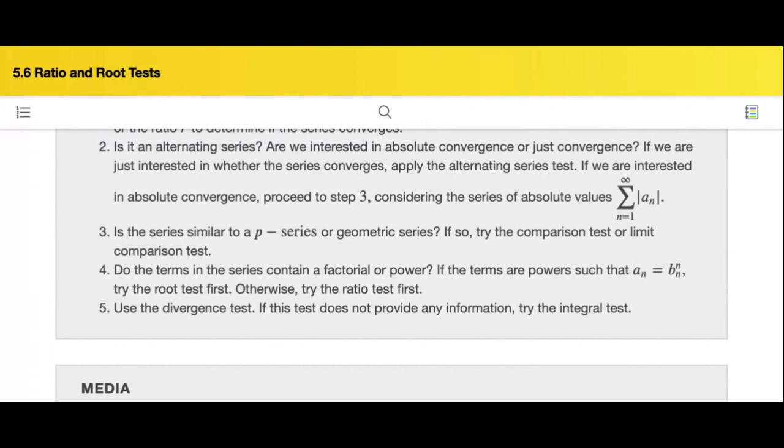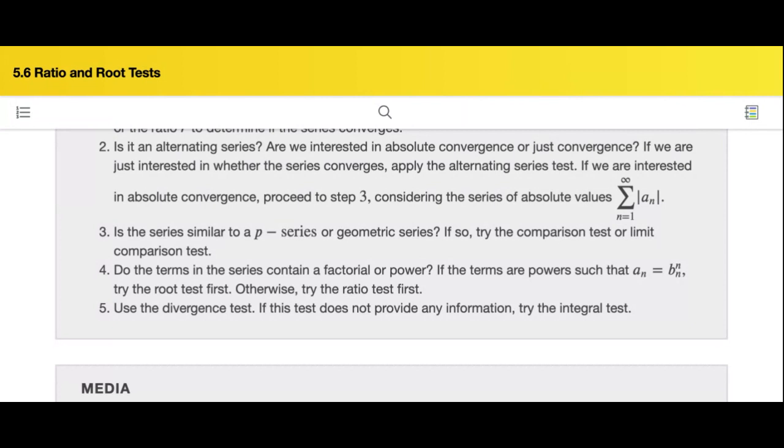Well, if in the terms we see factorial or power, we want to use, especially if we see it's raised by n power n, we can use a root test. And the ratio test is an easy one, and is also often used, especially when factorial and power are involved, because we can cancel many terms. You see n plus 1 factorial equals n plus 1 times n factorial. So when we divide by n factorial, we are just left with n plus 1.